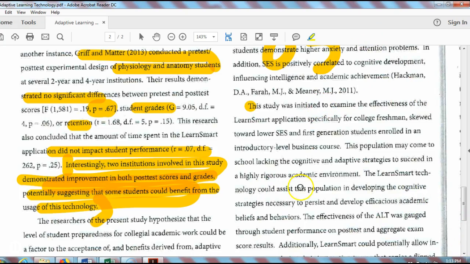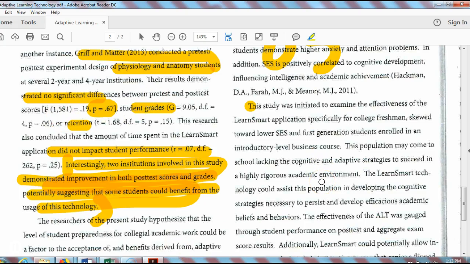And it seems like I froze up again, but the effectiveness of this was gauged through student performance on pre-test, post-test, and aggregate exam scores throughout the entire term. That's the purpose of this study. The purpose is to examine the effectiveness of this LearnSmart application to this population because we feel this. And then you can't see it, and for some reason my screen has frozen up on me, so I can't go down.